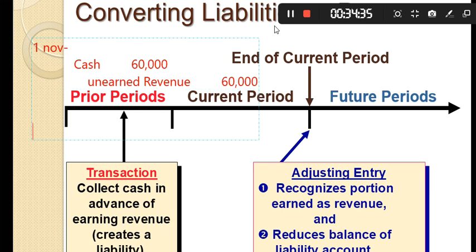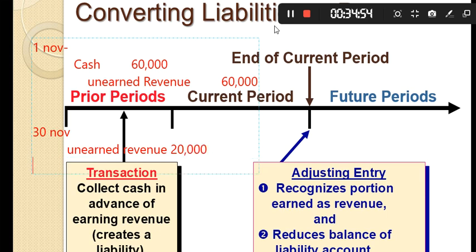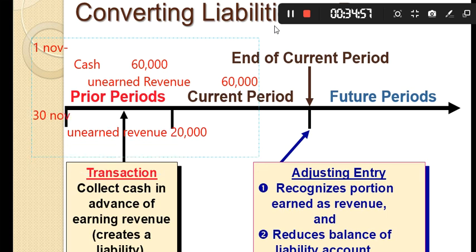Similarly, on 30 November there will be an adjusting entry, and what will happen there is we debit unearned revenue 20,000. Okay, and the same is credit to your earned revenue, and revenue is 20,000. Your transaction should look like this.